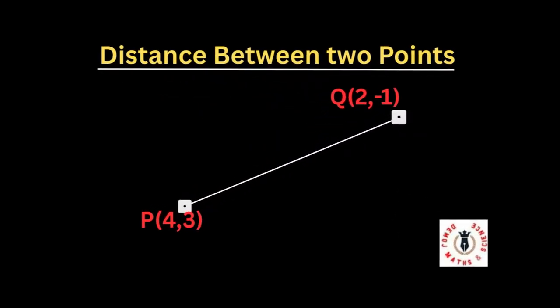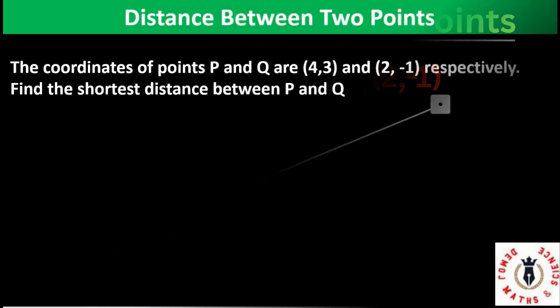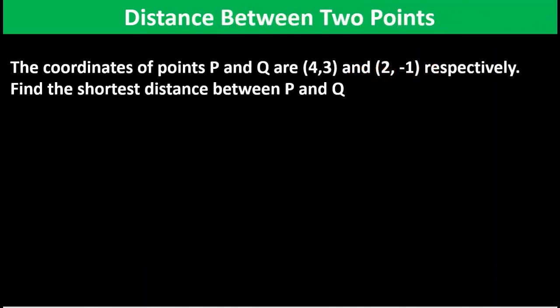This question will help us understand how to treat distance between 2 points. Let's see the question. The question says the coordinates of P and Q are (4, 3) and (2, -1) respectively. Find the shortest distance between P and Q. Now, the first thing I want us to do is to draw the diagram. Let's go to the Cartesian geometry.